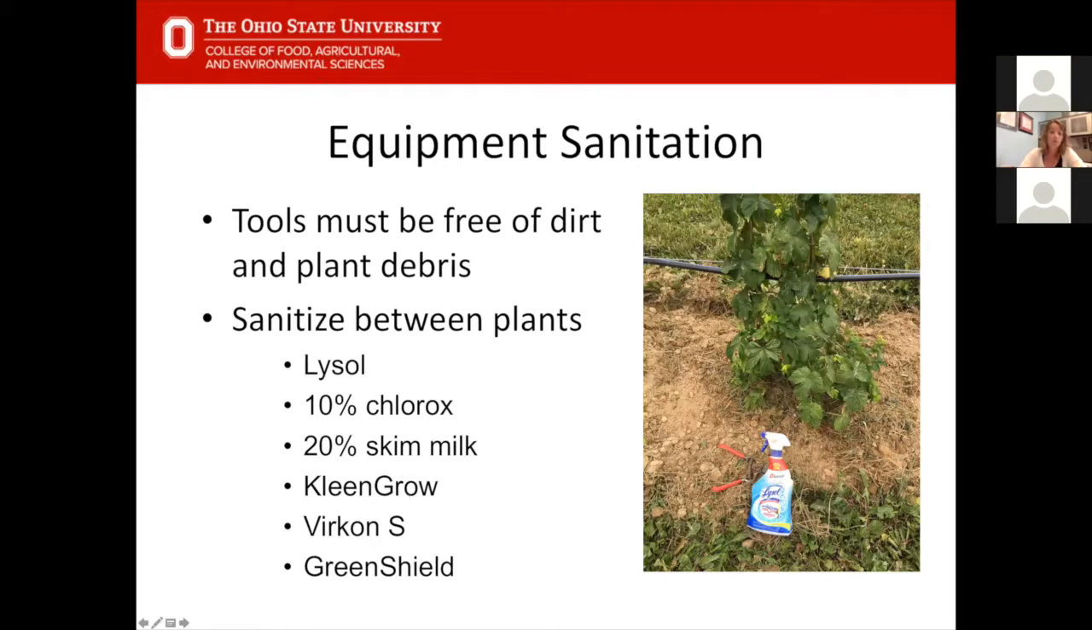20% skim milk is very effective, but it can stink on a hot day out there. But basically, it creates a wall on the pruning material so that the virus can't bind to it.